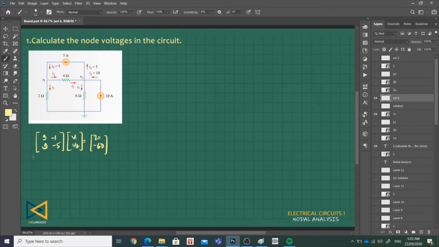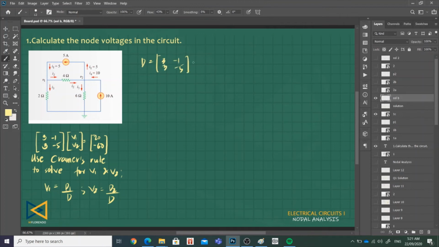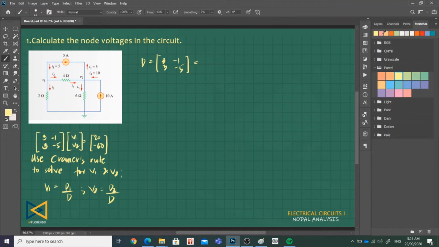So, by Cramer's rule, okay, lagay ko na lang, use Cramer's rule to solve for V sub 1 and V sub 2. Okay, ang V sub 1 natin bali ay D sub 1, determinant of D sub 1 over D. And then yung V sub 2 natin ay D sub 2 over D. Okay, hanapin natin yung determinant ni 3, 3, negative 1, negative 5. So, ang solution dyan ay 3 times negative 5, that is negative 15, minus yung product ng upper diagonal elements natin, which is 3 times negative 1, that is negative 3. So, that is negative 15 plus 3, so that is negative 12.